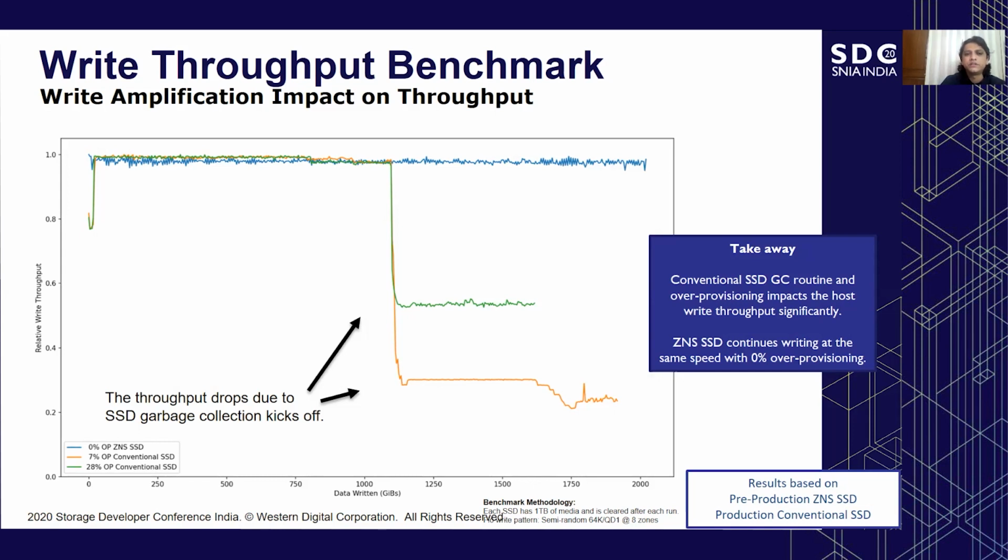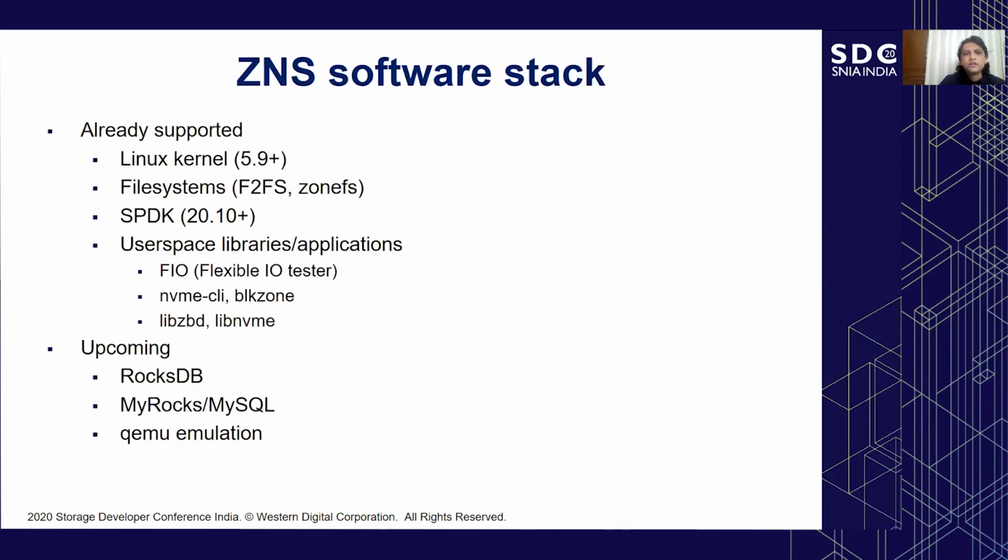So this illustrates the benefits of ZNS. So, software stack. Already supported: we have the ZNS support in the 5.9 plus Linux kernel, and in file systems we have support for F2FS, ZoneFS, and SPDK.